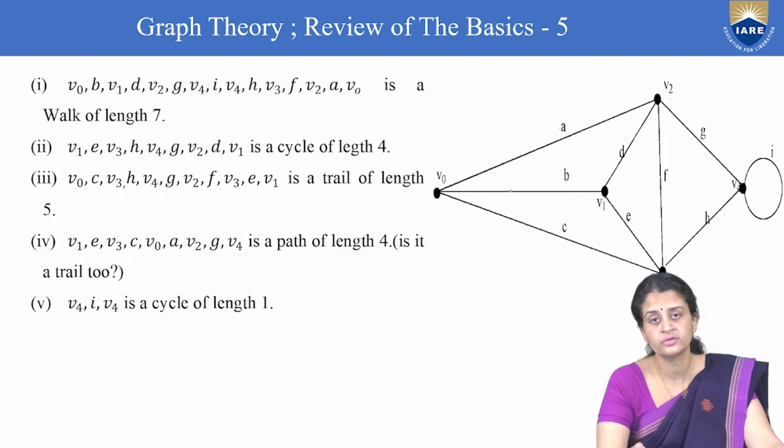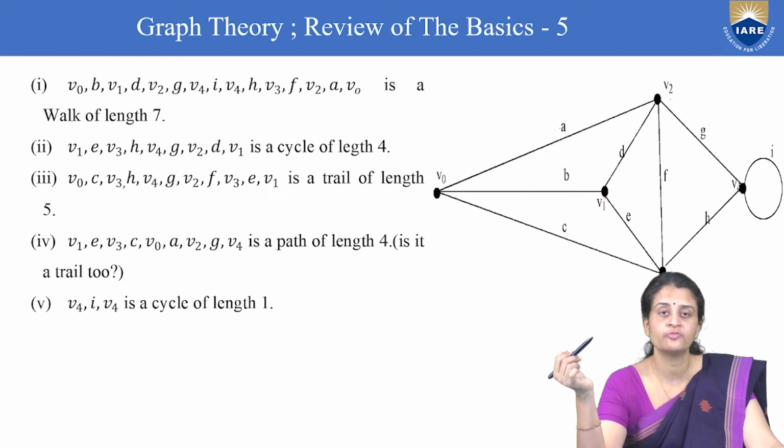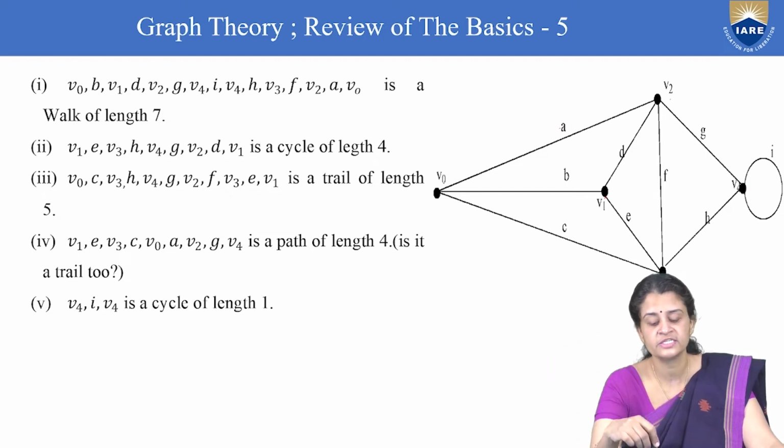This is a walk, starting and ending in the same vertex. So it is a closed walk. Can it be termed as a trail or some path? No, because some edges have been repeated, and also the vertices have been repeated. So it's not a trail nor a path.